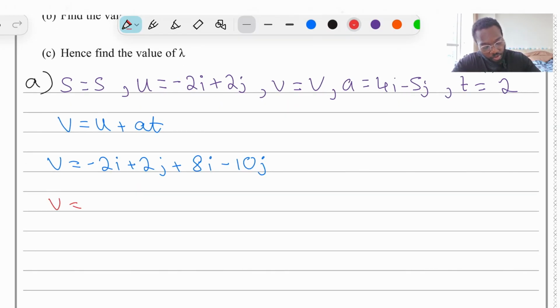So v is equal to 6i, since minus 2i plus 8i is 6i. And then 2j minus 10j is minus 8j. And that is our answer for 2a.